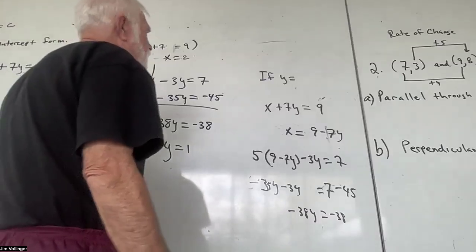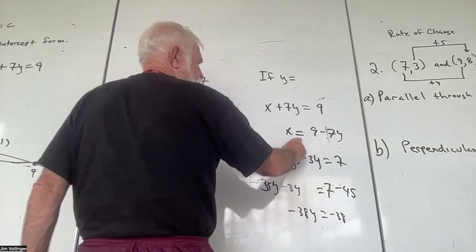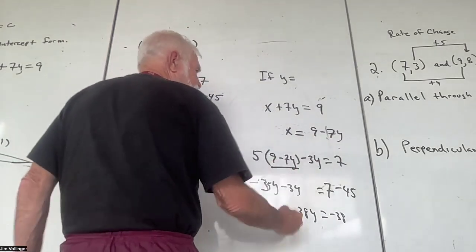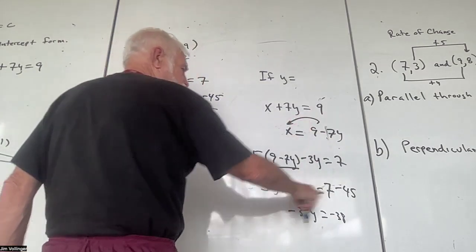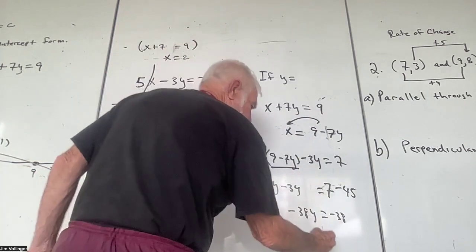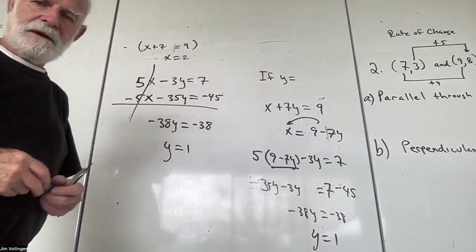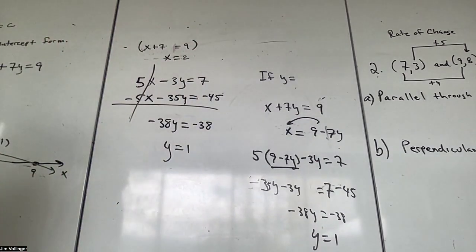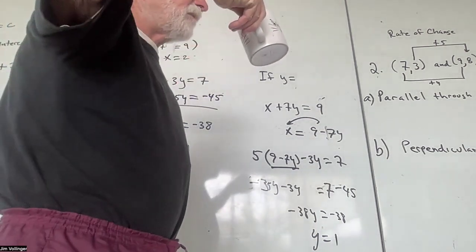And I could have done substitution. So x plus 7y equals 9, which means x equals 9 minus 7y. So instead of x, I write the new name for x, 9 minus 7y, and you can see the calculation brings us to the same place. So 2 different methods, 3 ways to check that: elimination, substitution, and graphical approximation. All right, so the next question, after I have my sip of coffee.